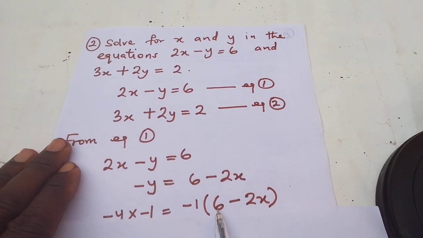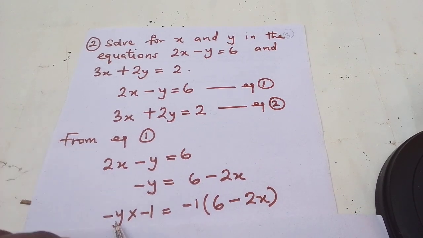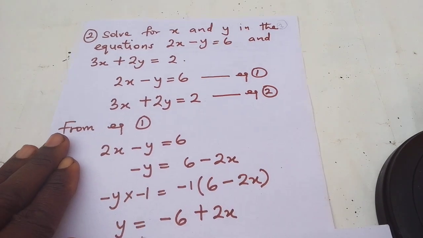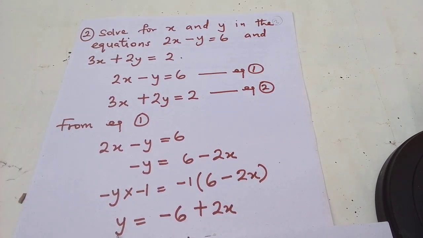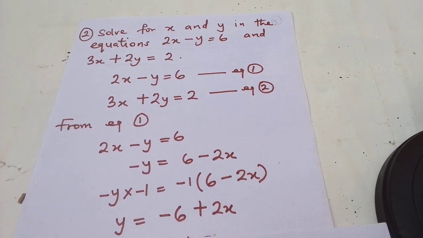So you can easily say minus 1 y times minus 1 is equal to minus 1 times 6 minus 2x. So multiply both sides by minus 1 so that this minus times minus will give us plus. So y times 1 will give us y. Then you now use this minus 1 to multiply everything inside this bracket. So since you are multiplying both sides by minus 1, it means the minus 1 will now come and multiply everything inside this bracket.